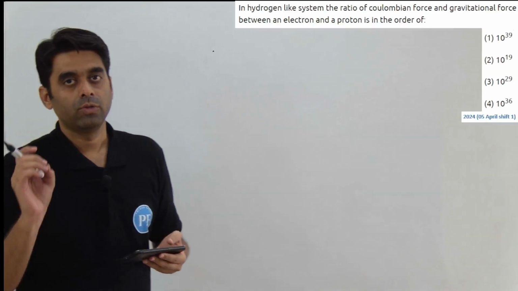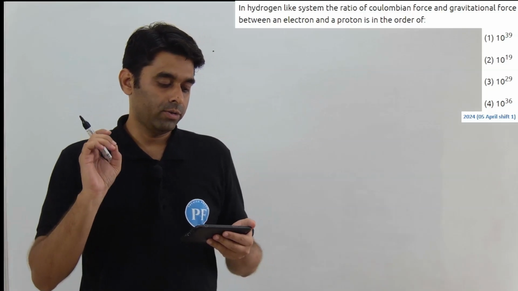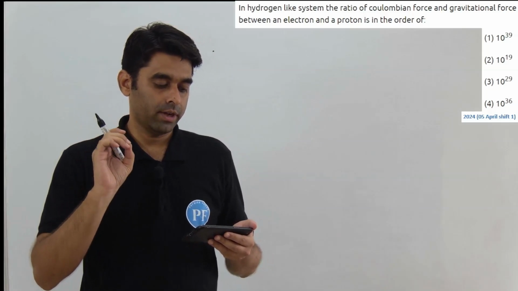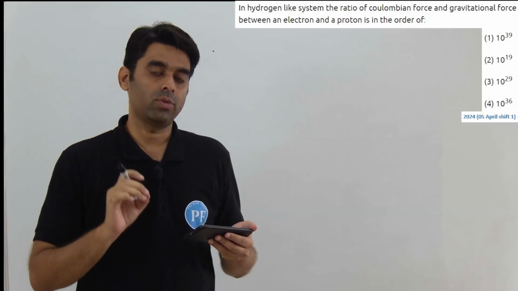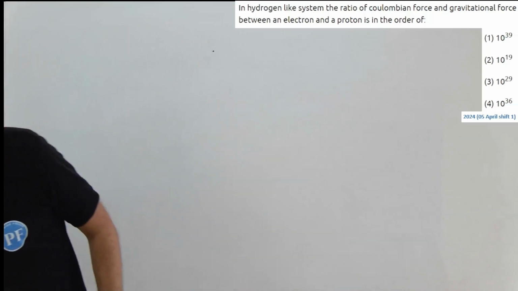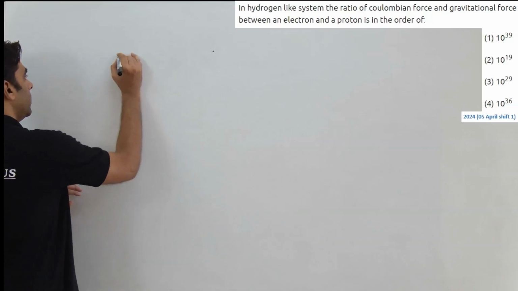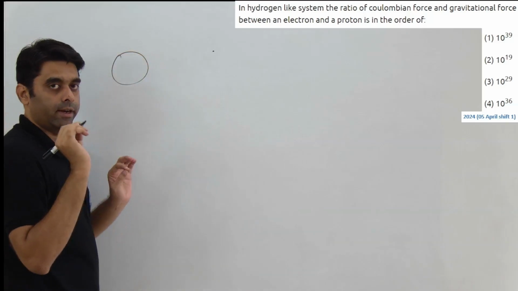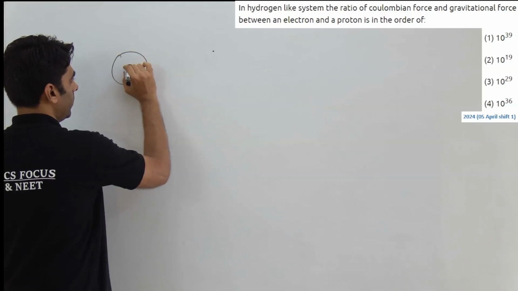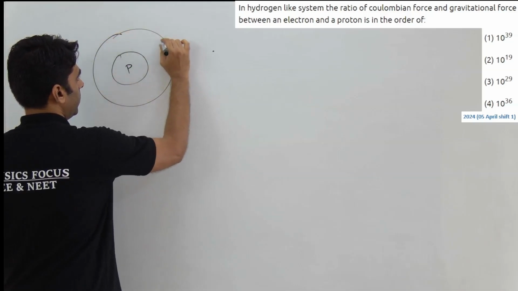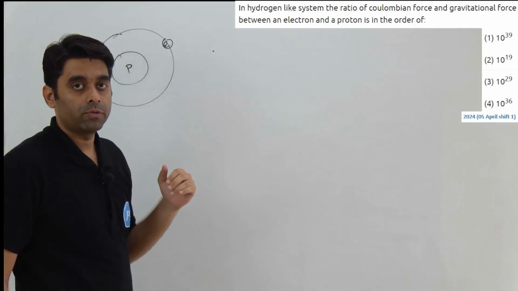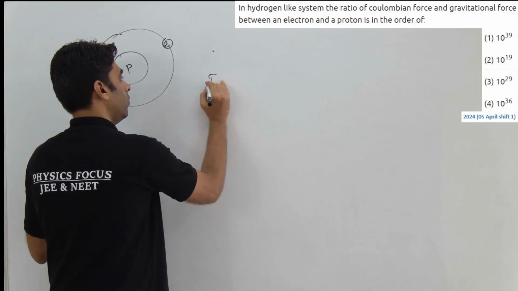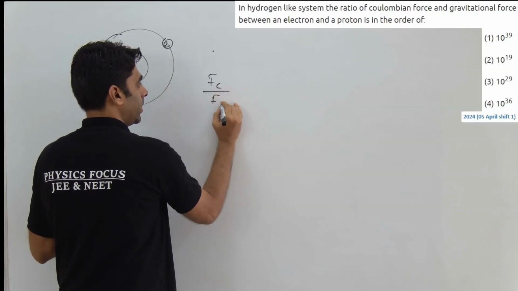So the question we have: in a hydrogen-like system, the ratio of Coulombic force and gravitational force between an electron and a proton is in the order of. Fine, so how to do it? A hydrogen-like system is basically one electron and one proton. This is what they are talking about. The ratio of Coulombic force by gravitational force. So force Coulombic by force gravitational.